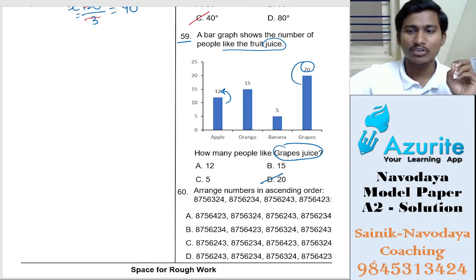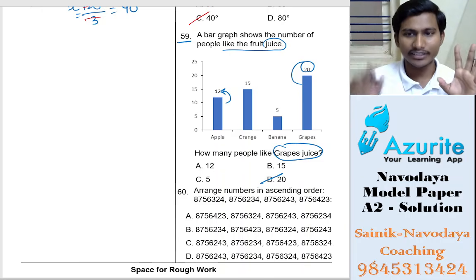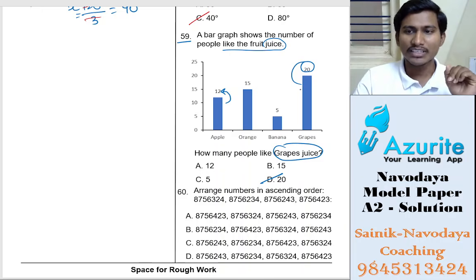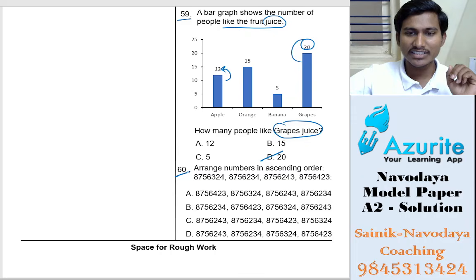So which is the answer? Option D. It will be a very easy question, just you have to read and understand, right? So how many people like grape juice? That is 20 people. Okay, now here 60 question. What is the 60 question? Arrange in ascending order. Ascending means that is A to Z.